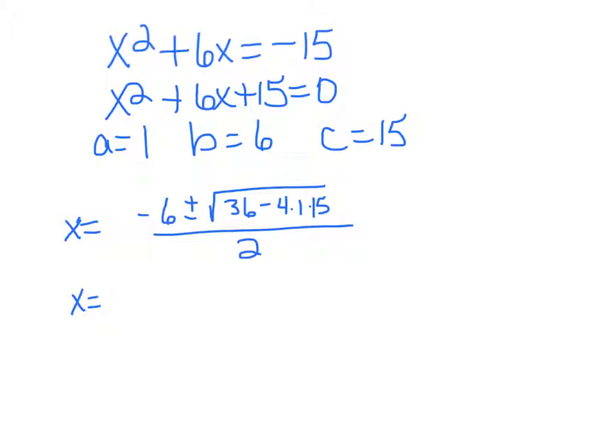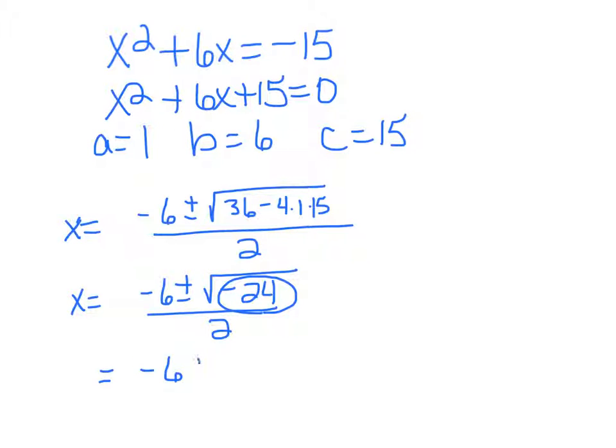So we have that x equals negative 6 plus or minus the square root of negative 24 over 2. Now when you have a negative underneath the radical, you need to remember that that's going to be imaginary. You have to pull out the i. So you have negative 6 plus or minus i times the square root of 24 over 2.